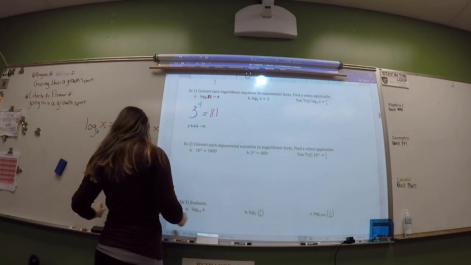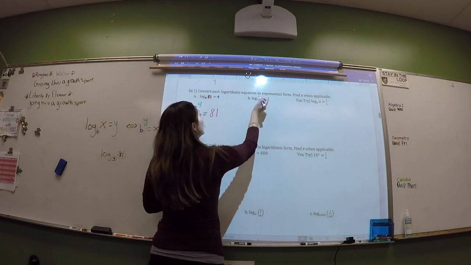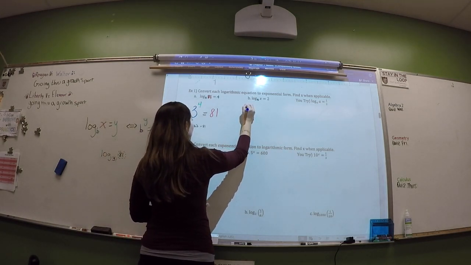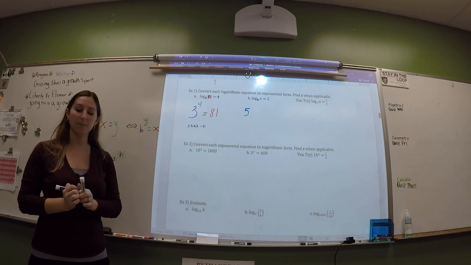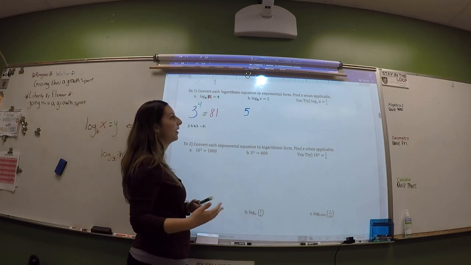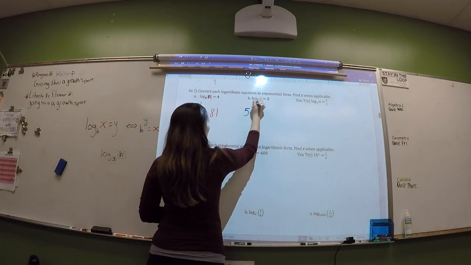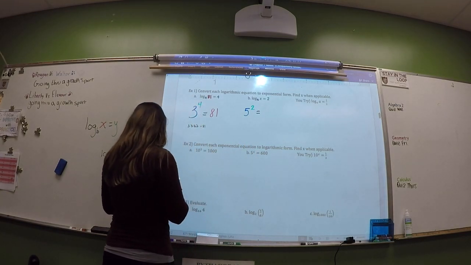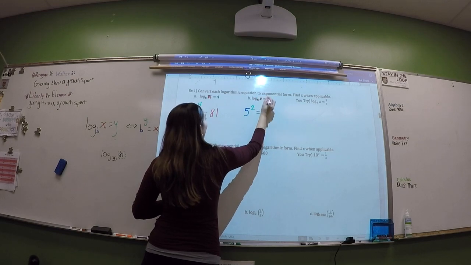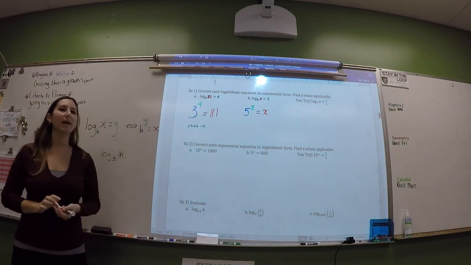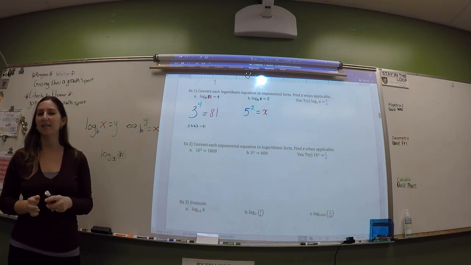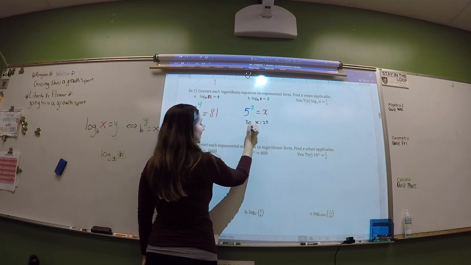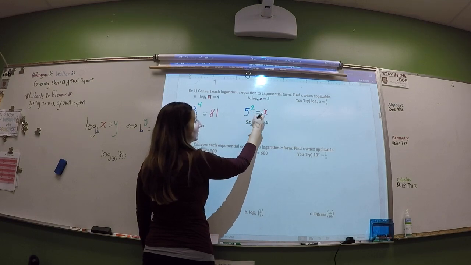For the second one, the base of the logarithm is 5. So I'm going to rewrite this in exponential form with 5 as the base of my exponent. It says that log base 5 of x is 2. The 2 is going to become my exponent, and all of this is equal to x. Now, if we were trying to solve for x, what is x? 25. Exactly. x is going to be 25 because 5 squared is x.